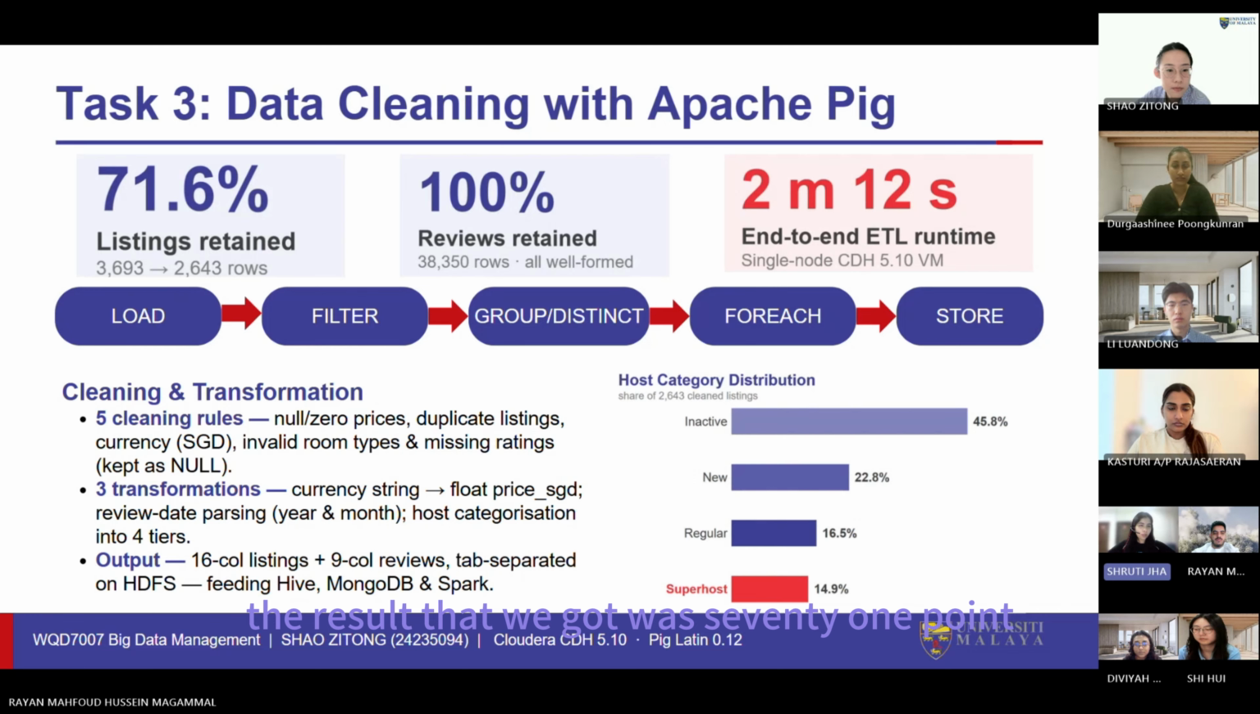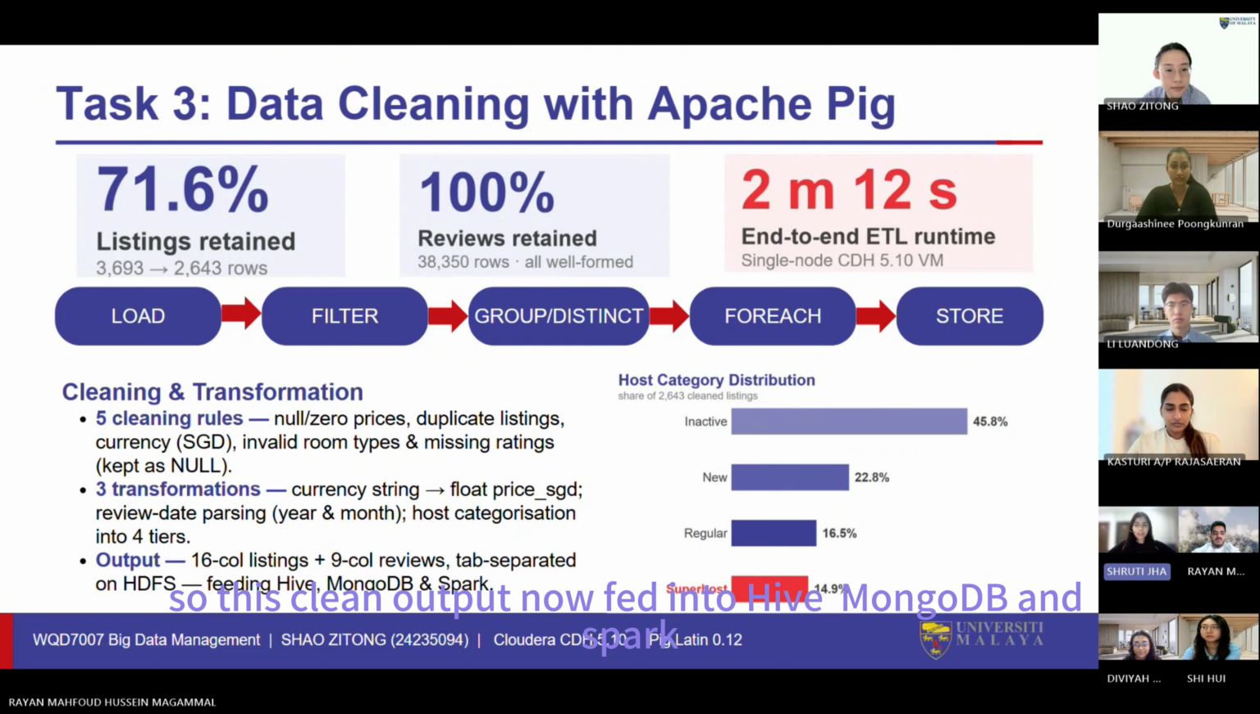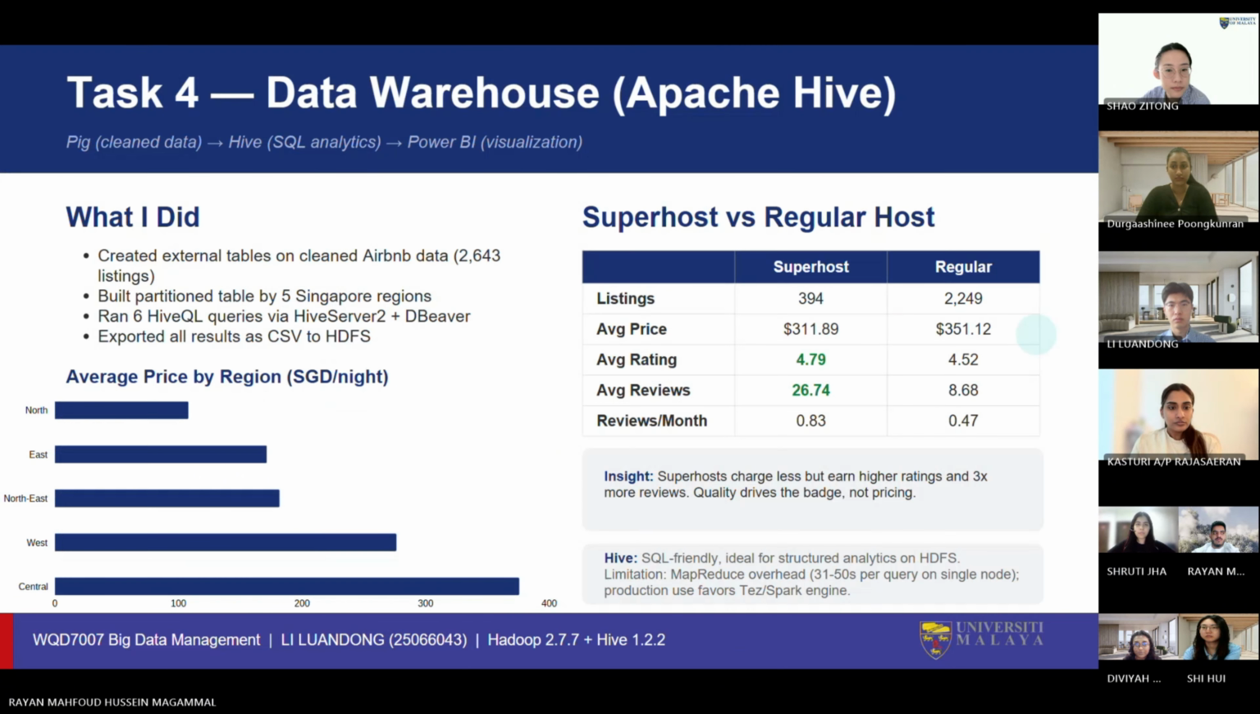The result that we got was 71.6% of the listings were retained, all 38,350 reviews were kept, and all of this was done in just 2 minutes and 12 seconds. Notably, almost half of the hosts are inactive, so this clean output now fed into Hive, MongoDB, and Spark. Next slide.